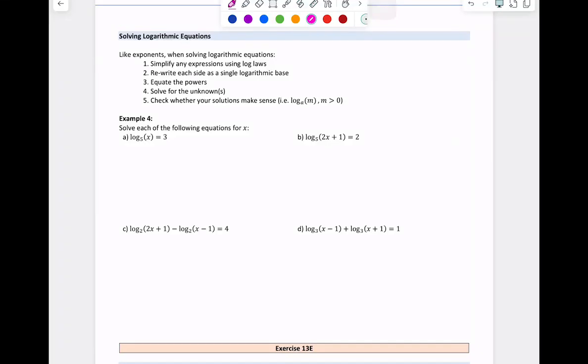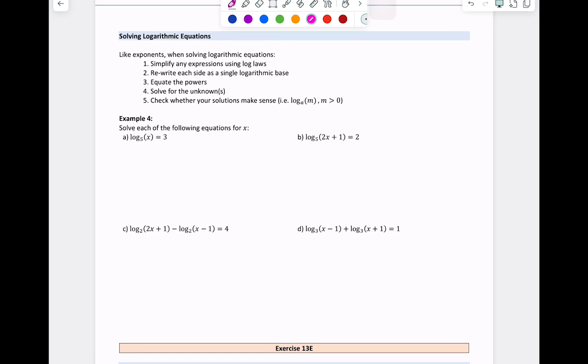In this little segment here, we're going to learn how to solve logarithmic equations. And I'll just read through this little segment here. Like exponents, when solving logarithmic equations, simplify any expressions using log laws first, then rewrite each side as a single logarithmic base, so we're pushing everything onto one side. Once that's done, you equate the powers and then you solve for the unknown.